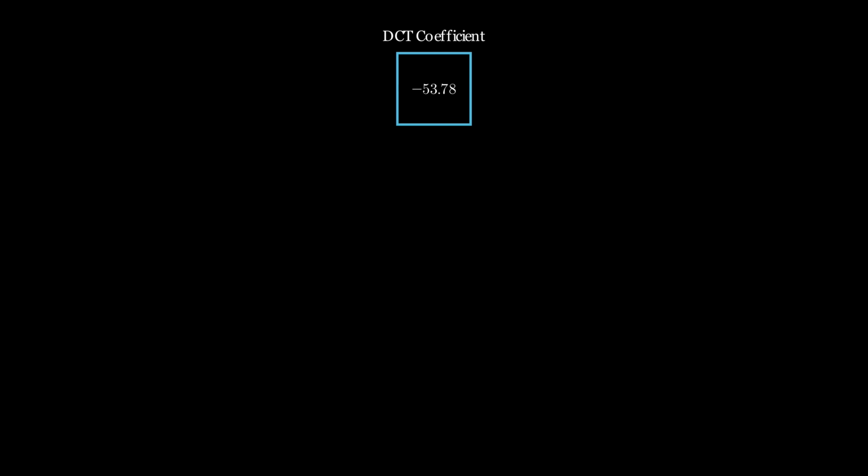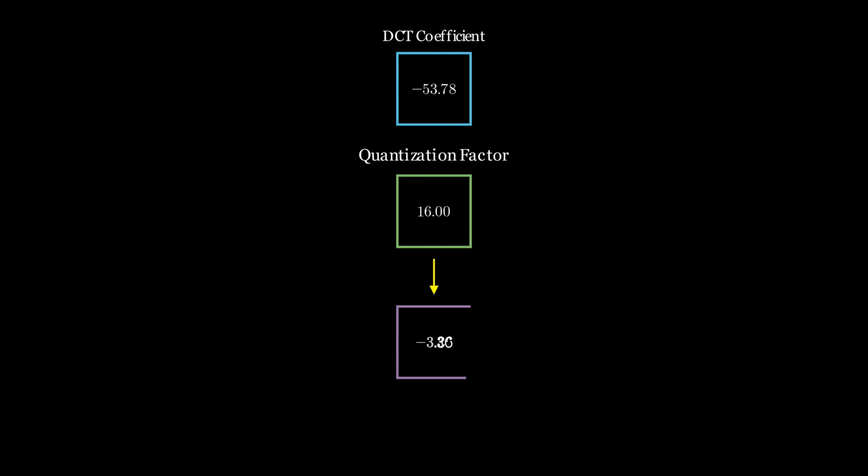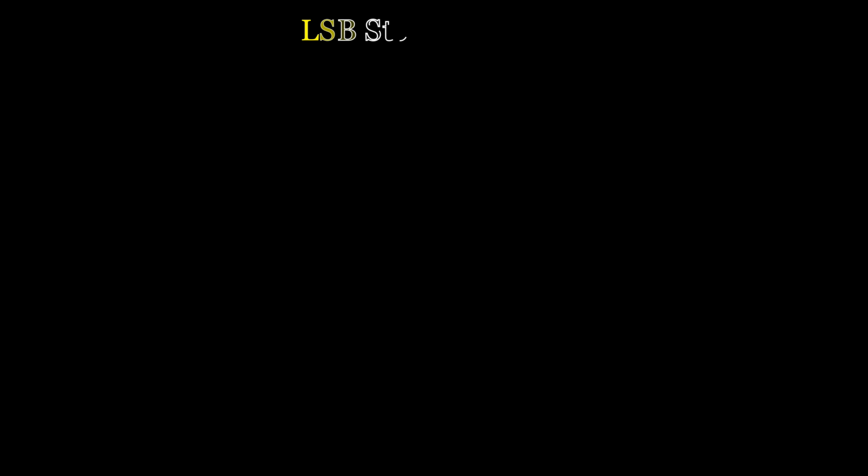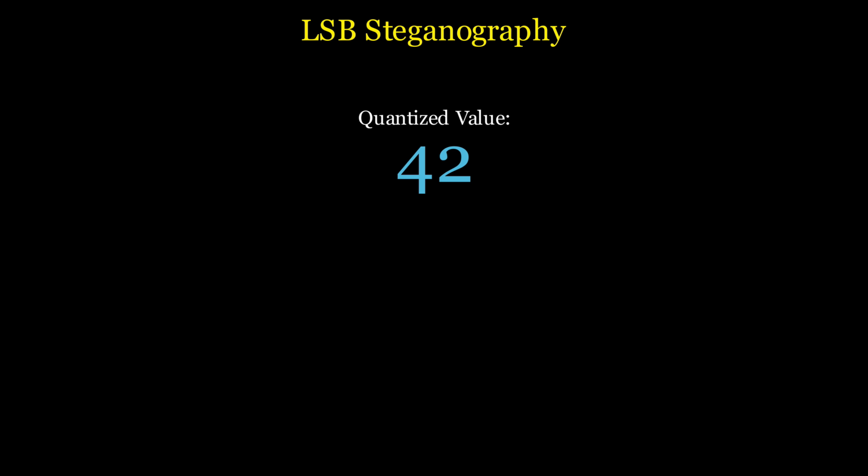The script takes that coefficient and applies quantization, the same process JPEG uses. It divides the DCT value by a standard quantization factor and rounds it to the nearest whole number. This is crucial because we are essentially pre-quantizing the coefficients the same way JPEG compression will later quantize them. By doing this first, we ensure our bit modifications align perfectly with what JPEG will do, making our hidden message survive compression. Let's say after quantization and rounding, we get 42.